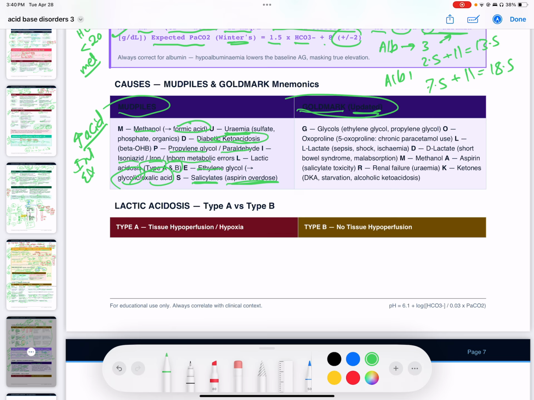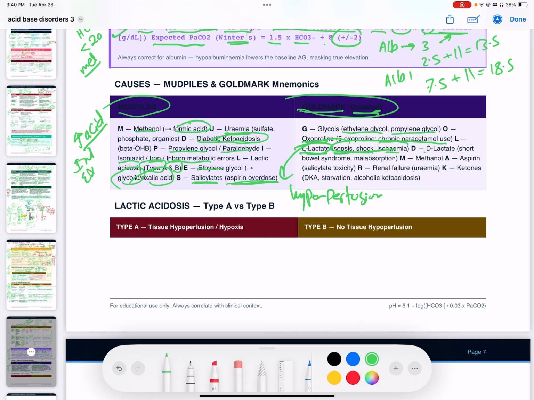On the other side, the GOLDMARK: G stands for glycols, like ethylene glycol and propylene glycol. O stands for oxoproline, which accumulates in chronic paracetamol use. L stands for L-lactate, which is the type of lactate that you find in sepsis or shock or ischemia or just hypoperfusion states.